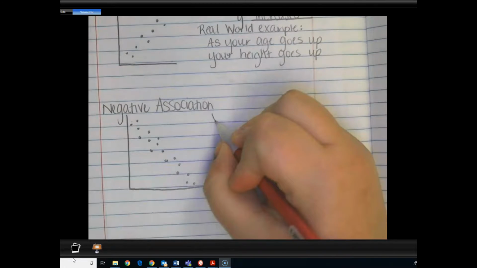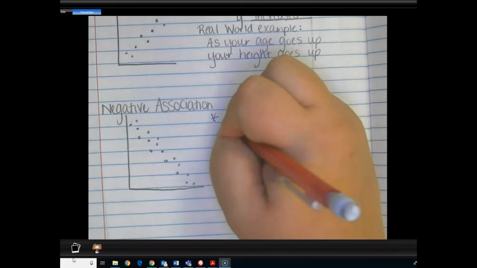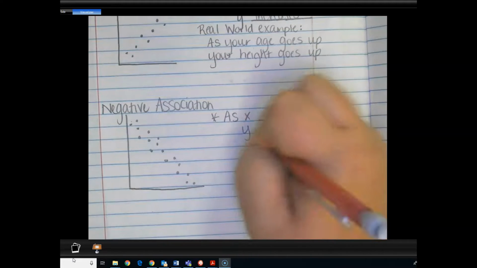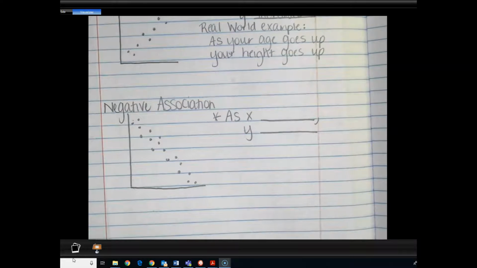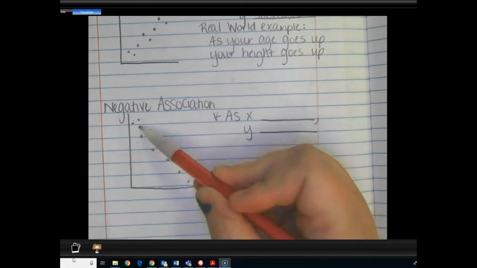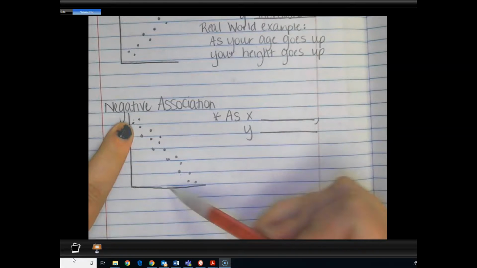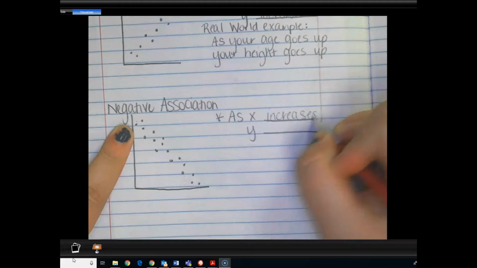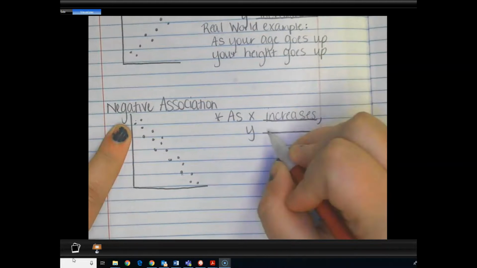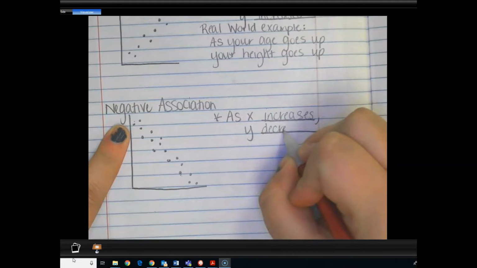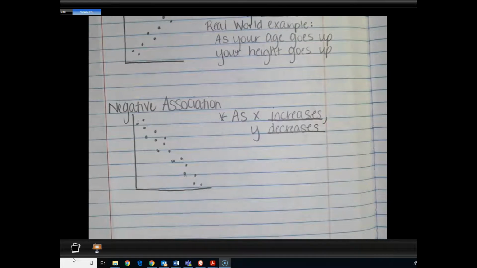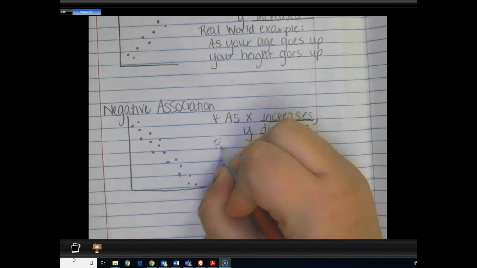We're going to do a little asterisk, a little star. And again, we're going to do as x blank, y blank. So I can see that if I look at this point and this point, my x got bigger, so my x increases. But I can see that it went down. My y decreased. Then we're going to look at a real-world example.